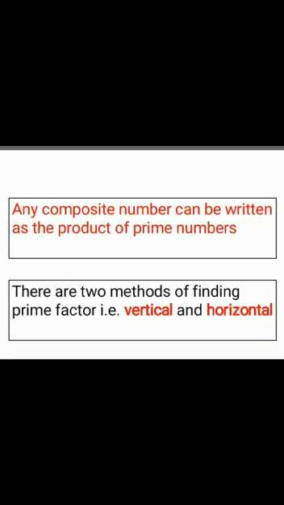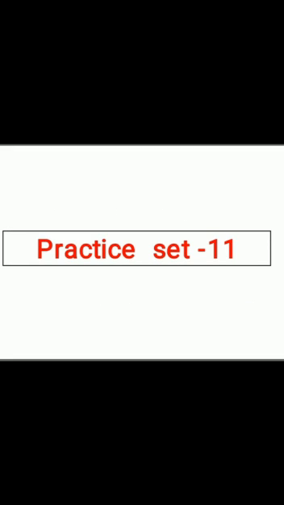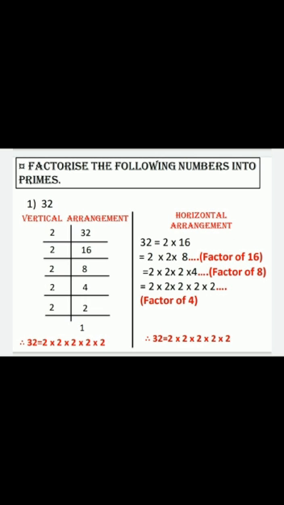Any composite number can be written as the product of prime numbers. There are two methods of finding prime factors, that is vertical and horizontal. Let us solve practice set 11 and understand how to find the prime factors of the following numbers. Factorize the following numbers into prime. The first sum is 32.